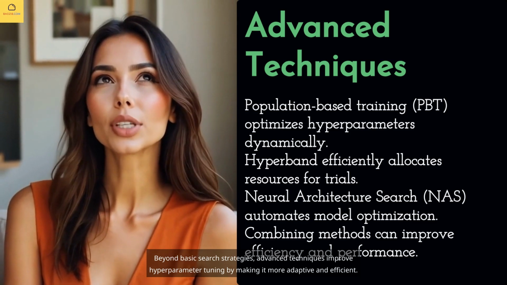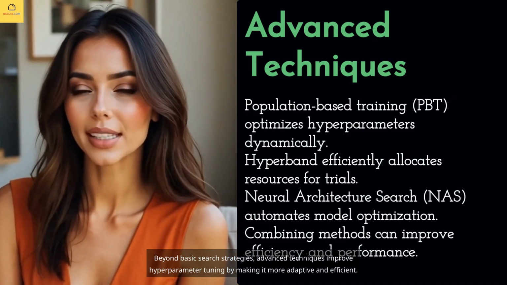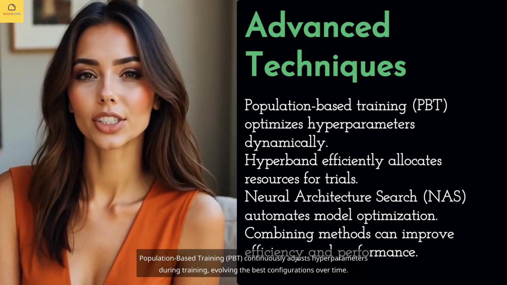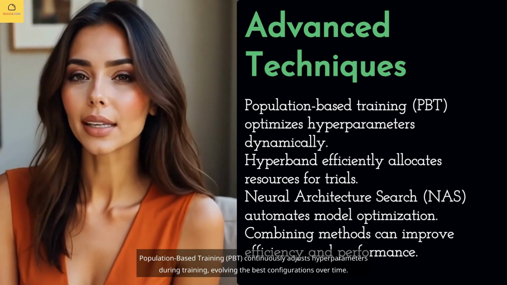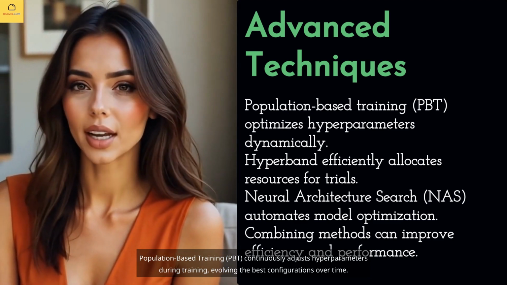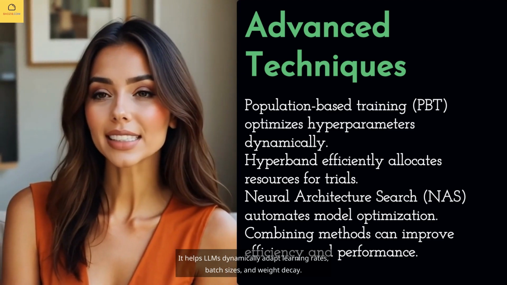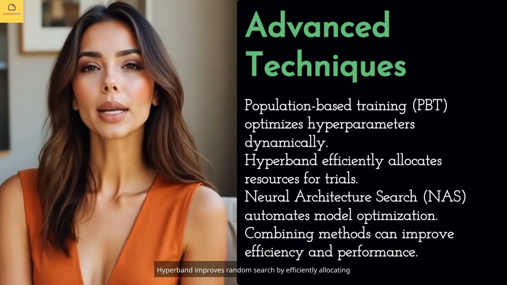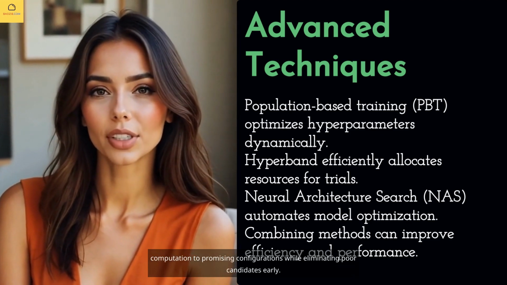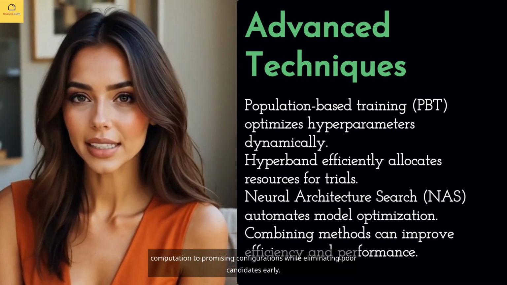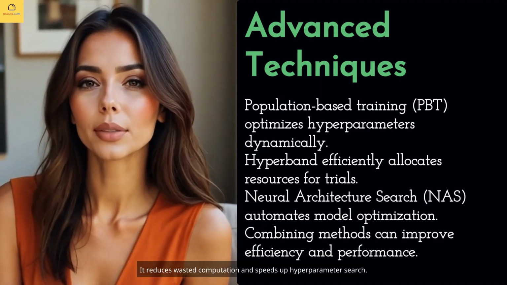Beyond basic search strategies, advanced techniques improve hyperparameter tuning by making it more adaptive and efficient. Population-based training, PBT, continuously adjusts hyperparameters during training, evolving the best configurations over time. It helps LLMs dynamically adapt learning rates, batch sizes, and weight decay. Hyperband improves random search by efficiently allocating computation to promising configurations while eliminating poor candidates early. It reduces wasted computation and speeds up hyperparameter search.